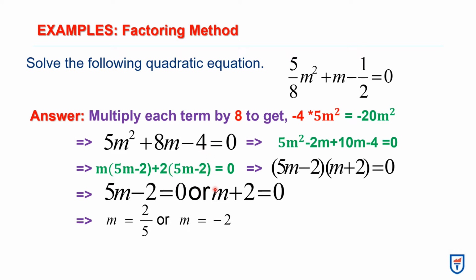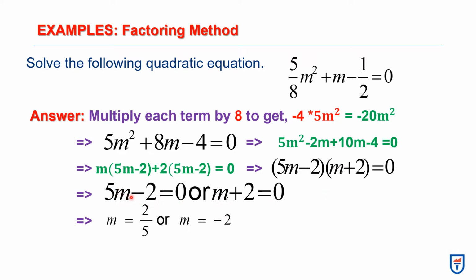So now we have got our common multiple factors, which is 5m minus 2. So we return 5m minus 2. And the second common multiple factor is m plus 2. So we return m plus 2. Now, when we have got these two factors, 5m minus 2 and m plus 2, we equate them to 0, then we solve for the value of m. When you solve for the value of m, you need to split it. We end up having 5m minus 2 is equal to 0, or m plus 2 is equal to 0.